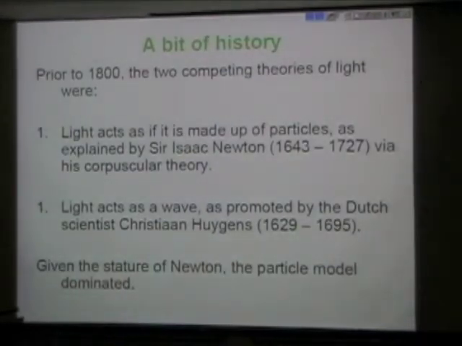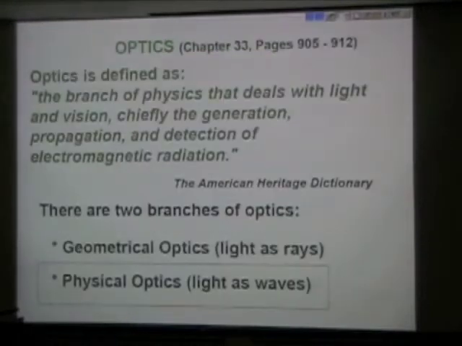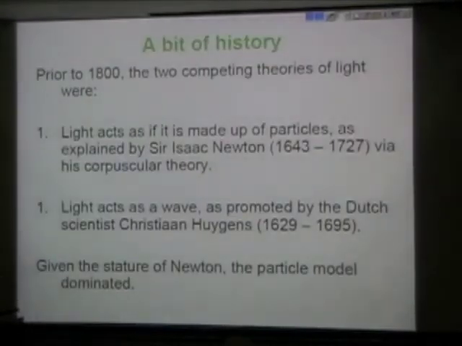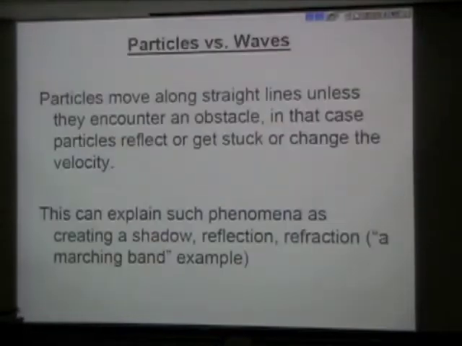Well, over hundreds of years, two competing theories have been developing. One theory is that light is made of particles, another theory is that light actually is a wave. Both theories had pluses and minuses. For example, it's very easy to explain the development of shadows, refraction, and reflection if you think of light as particles traveling in all directions.